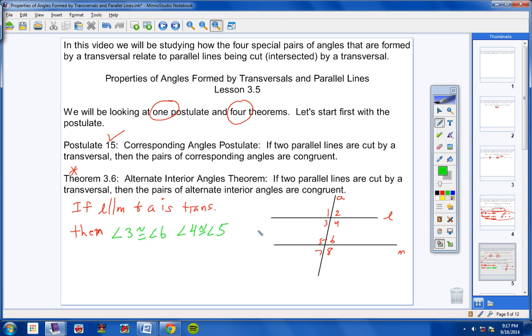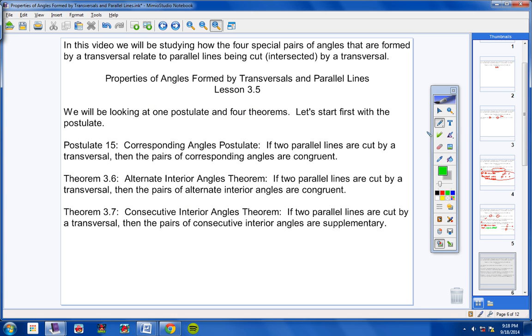So again, one more time. If two parallel lines are cut by a transversal, then the alternate interior angles are congruent. Okay? And here they are. 3 is congruent to 6 and 4 is congruent to 5. Alternate interior angles. If I'm going too fast, just have the teacher pause the video. Okay, let's go ahead and move on and take a look at Theorem 3.7.